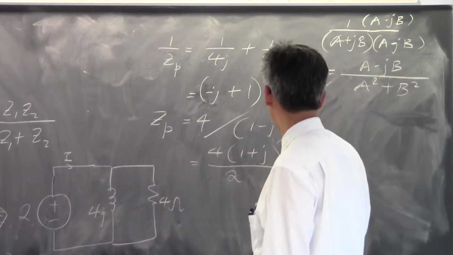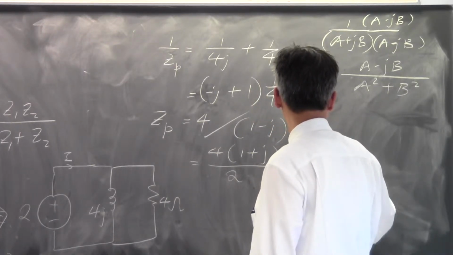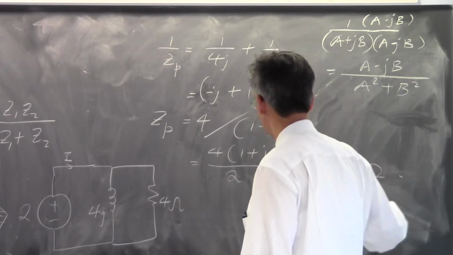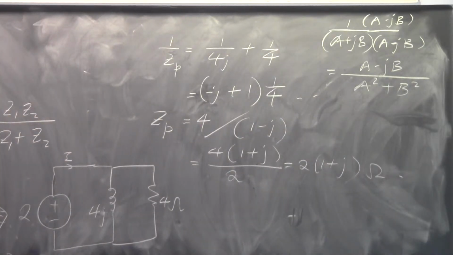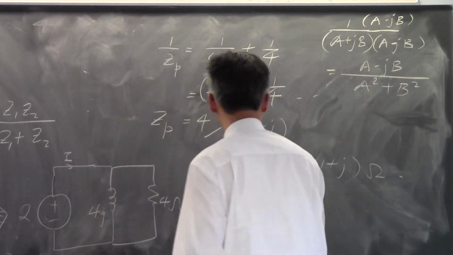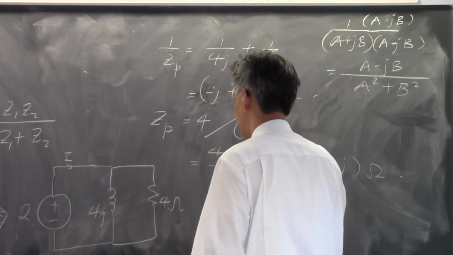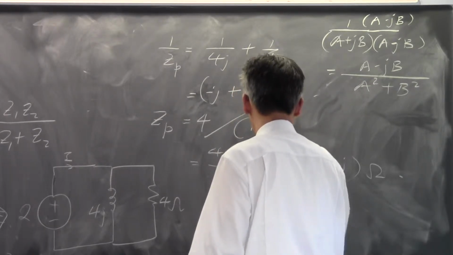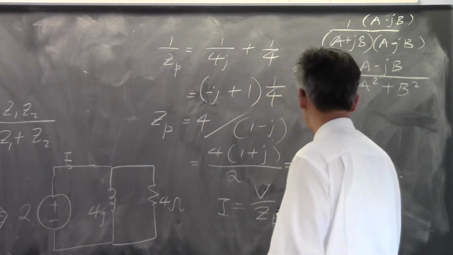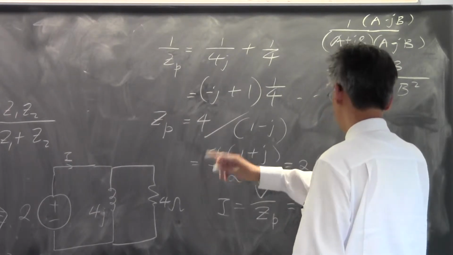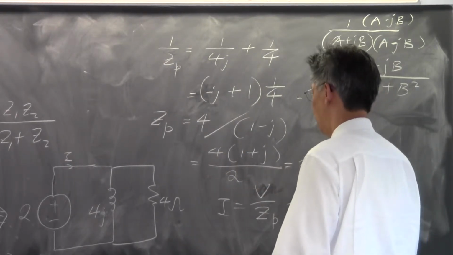Okay, so Zp is 2 into 1 plus j ohms. So the voltage then is equal to 2, then the current I is V over Z parallel, which is 2 divided by 2, which is 1 plus j.